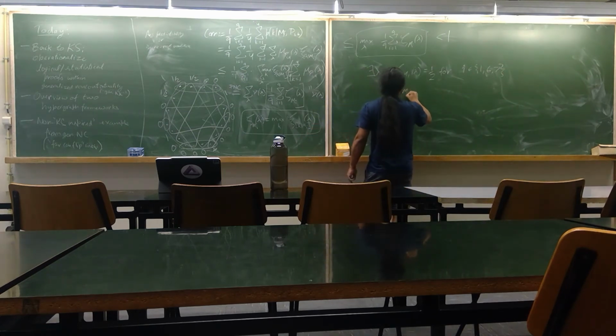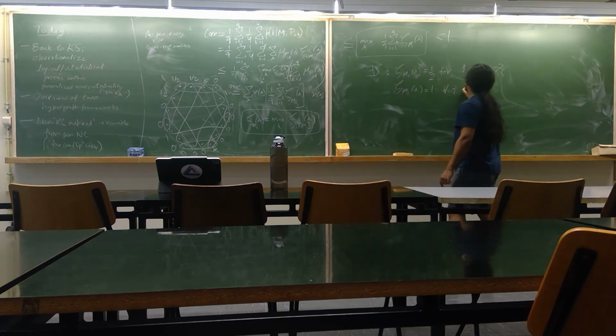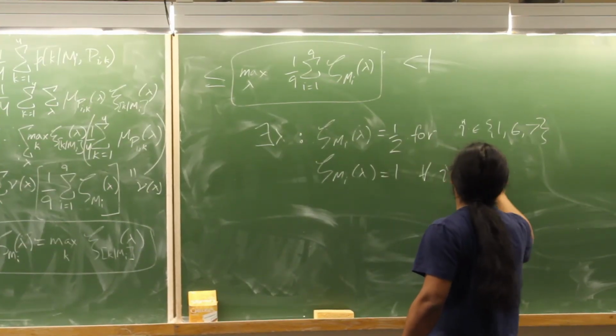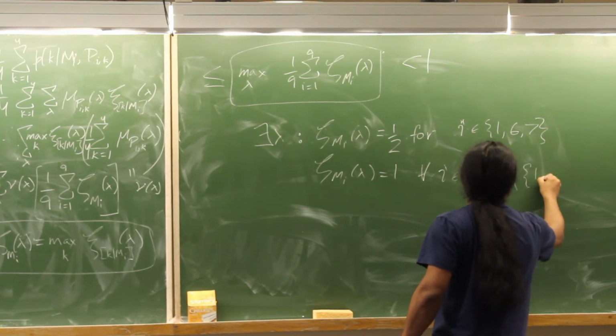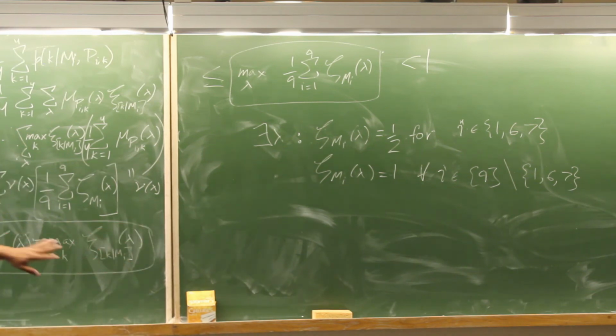And zeta mi lambda equals 1 for all i which are not in this but are in. So it's at 1 to 9, right? That's what I'm trying to say. Is that okay? I'm just reading this thing there, right?